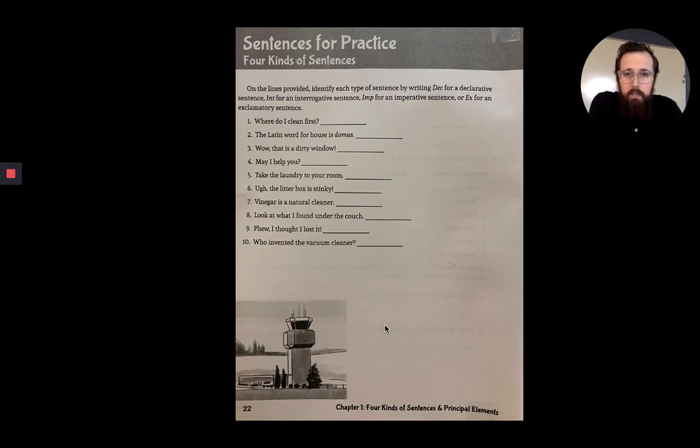Remember, if you're not sure what those types of sentences are, I just went over it so you can rewind or check the glossary in the back of your book. It's also one of our songs that you should be working on memorizing.